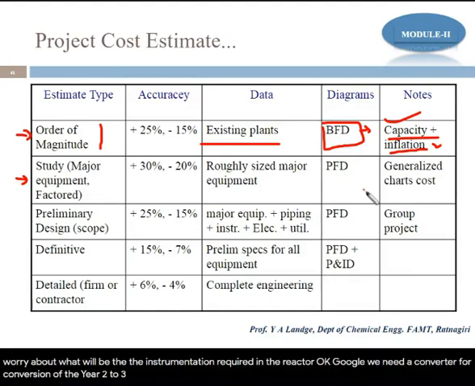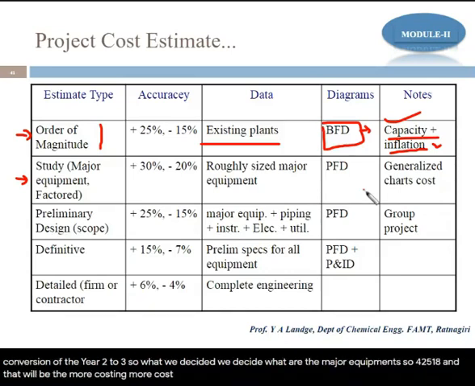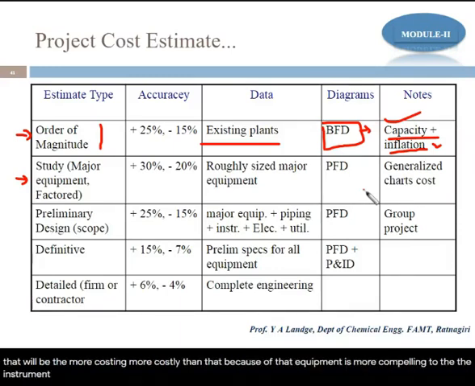So we decide what the major equipments are. Say 4 to 5 equipments I need, and those will be the more costly ones, the cost of that equipment is more compared to the instrumentation part. And on that basis we decide. So here it is based on the generalized cost chart.